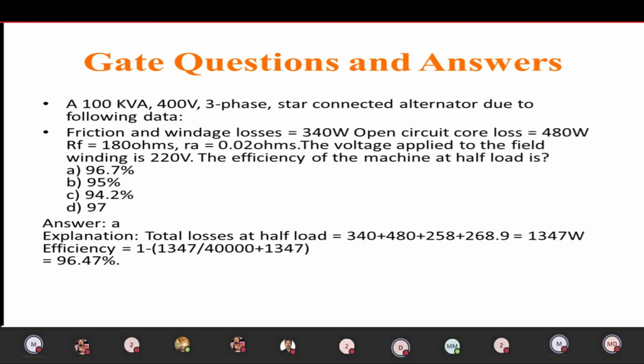So efficiency is equal to 1 minus 1347 watts divided by 40,000 plus 1347. We get 96.47. So this is the input VA plus losses.